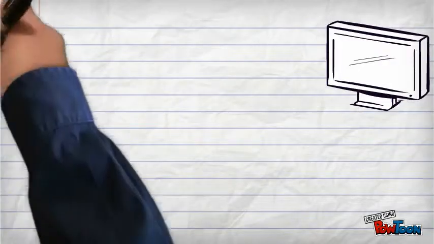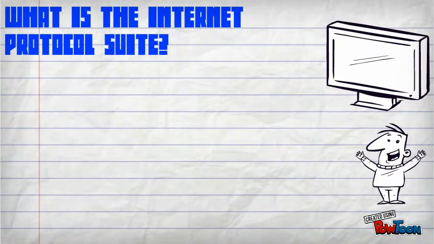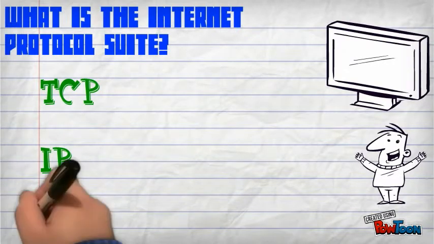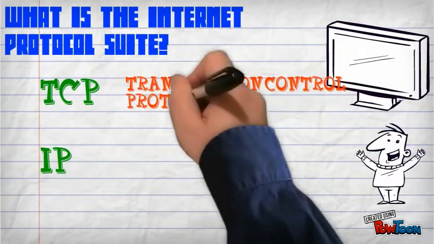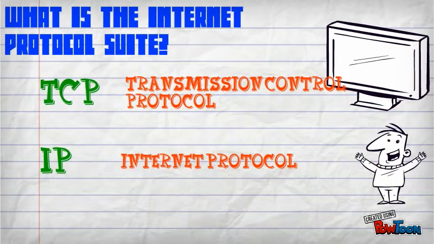The Internet Protocol Suite is a computer networking model and communications protocol used in the internet and similar computer networks. It is commonly known as TCP/IP because its most important protocols, the Transmission Control Protocol, also known as TCP, and the Internet Protocol, the IP, were the first networking protocols defined in the standard.